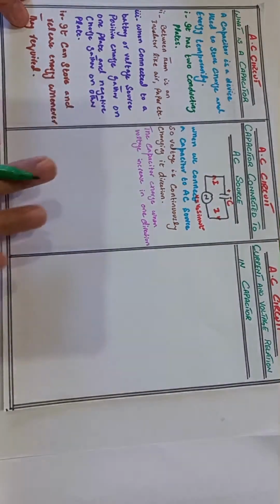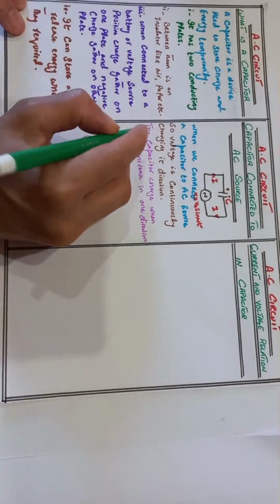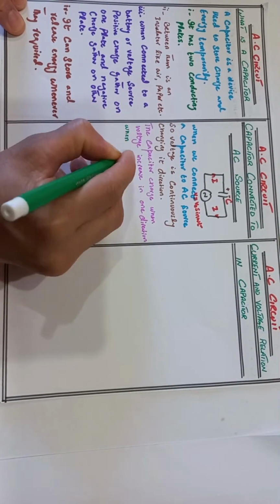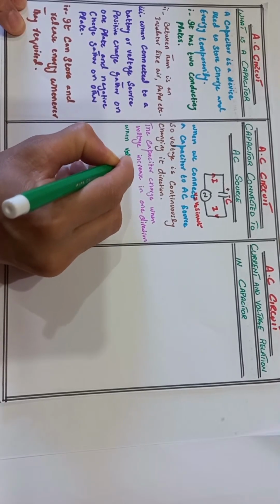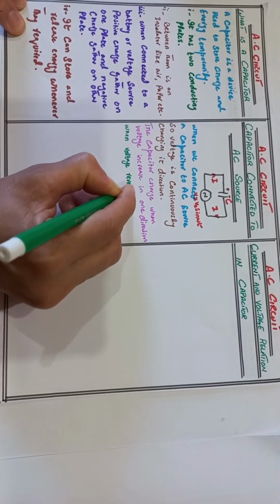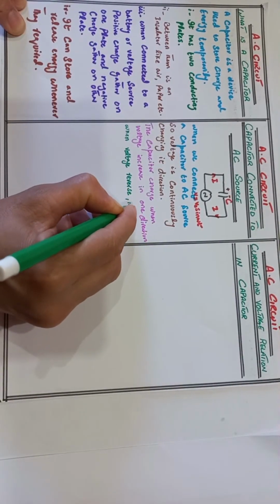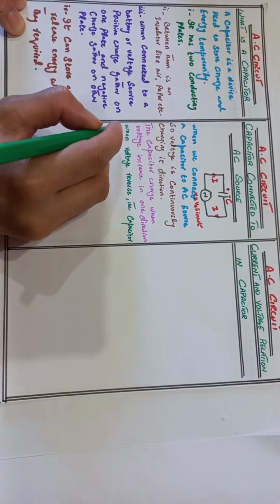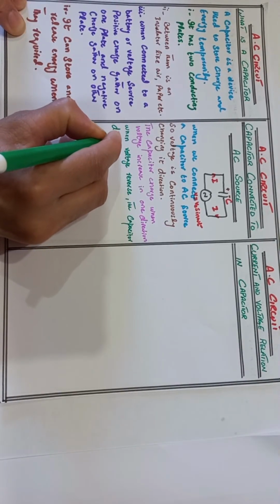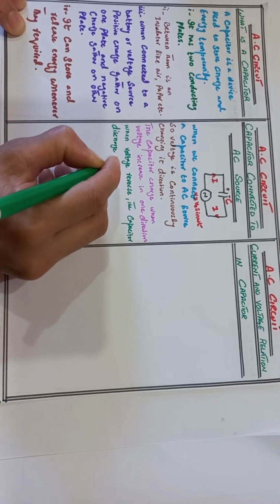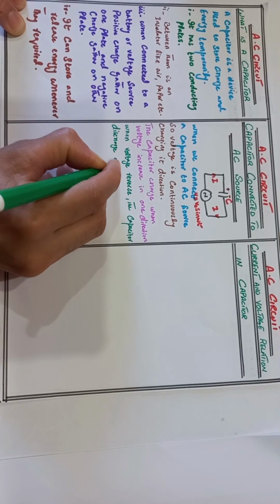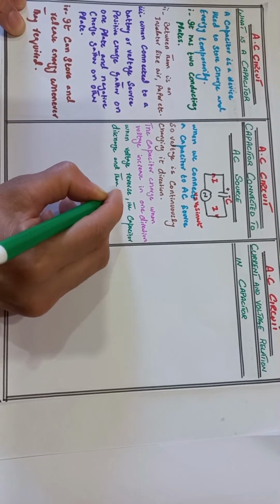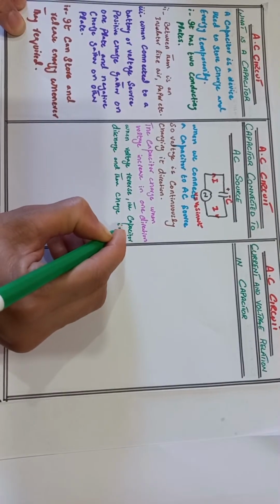So here we write that when voltage reverses, the capacitor discharges and then charges in the opposite direction.